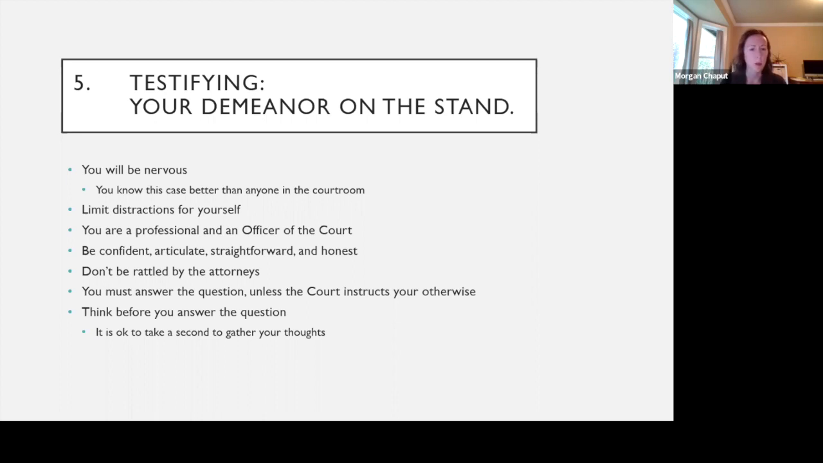This is when an objection might be popped in. If it's something that's super objectionable, one of the other attorneys may pop in. Think before you answer the question. Don't just start talking automatically. It's okay to take a second to gather your thoughts and make sure that you're responding to the question that's actually being asked of you.